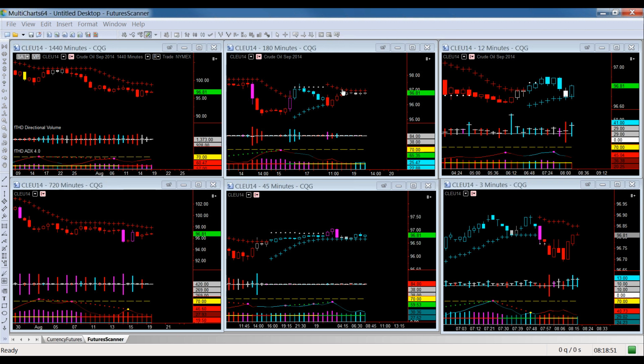Over on the 180, you are at an ATR above price. On the 45, you are at an ATR below price. So crude's probably not the market I'm going to trade today until it either breaks through this ATR or breaks down through this ATR. Does everybody see that? That's going to be a tight range for you to try to make a profit on.